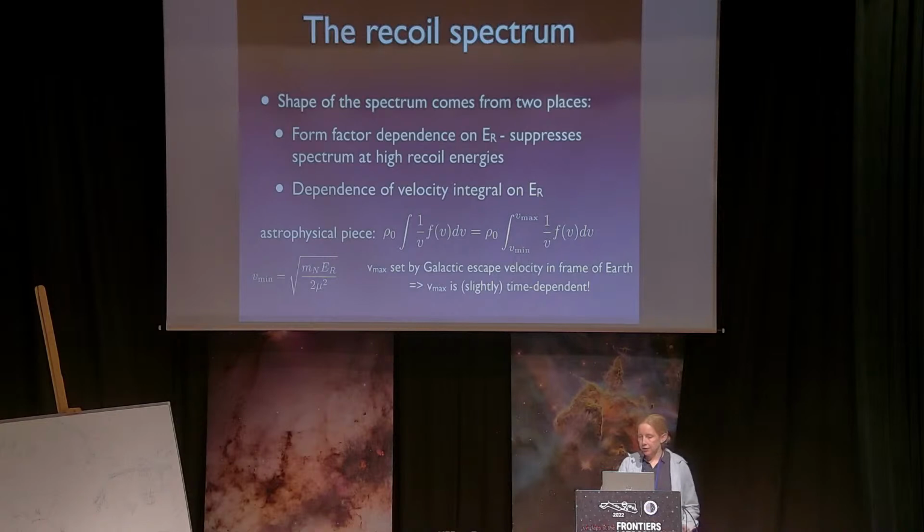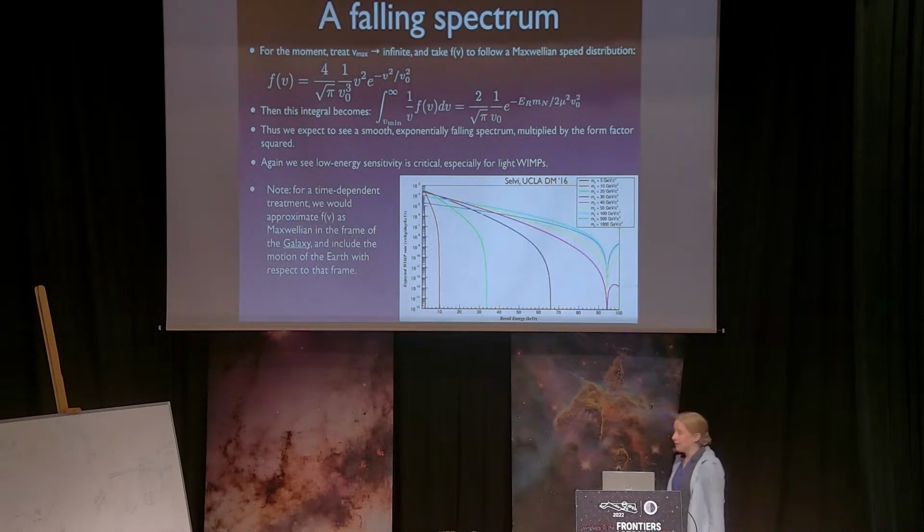Okay, so let's just put in, as I told you, there's often a standard estimate that we just have a Maxwellian distribution for f(v) in the galactic halo. So if we make that assumption, let's put this in and see what we get. Let's for the moment ignore the v_max cutoff. We'll just take v_max to infinity so that we can do the integral analytically and see what happens.